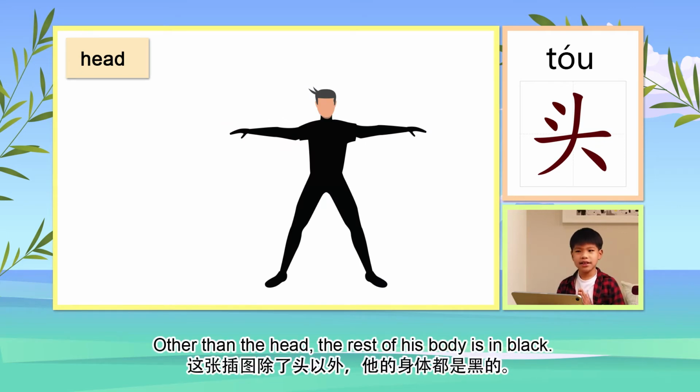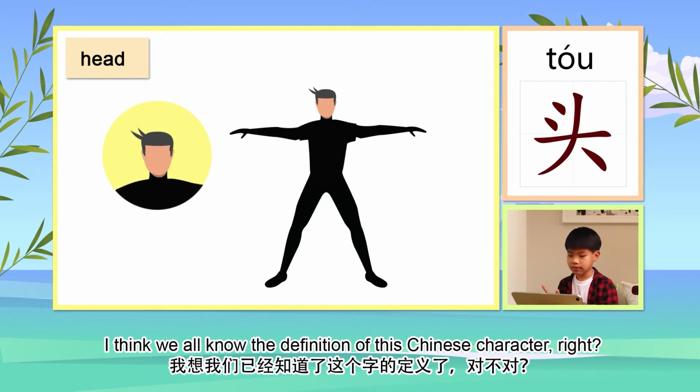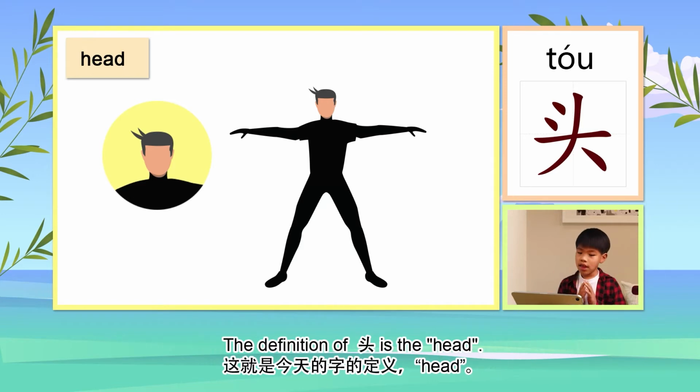再看一张图. Other than the head, the rest of his body is in black, pure black. I think we all know the definition of this Chinese character, right? The definition of 头 is the head.